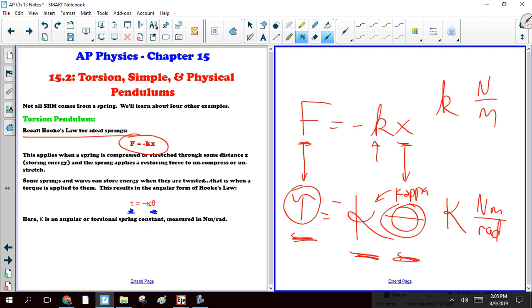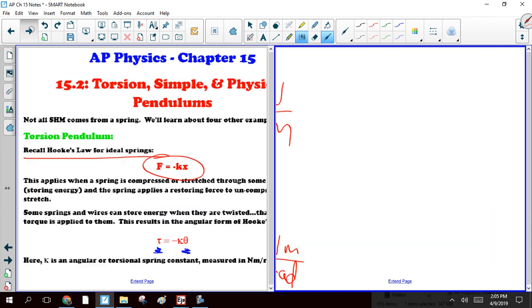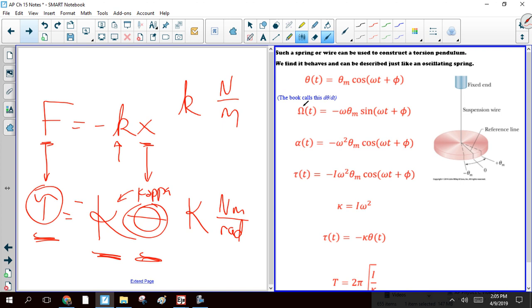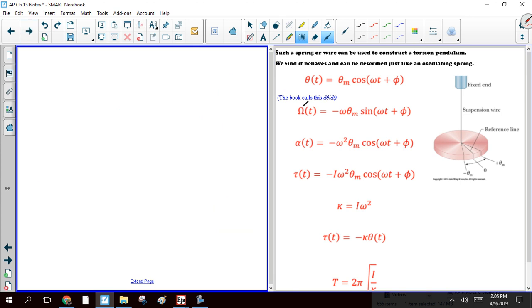So probably we want to dive in and do an example. Let me clear this off. Check it out, here's what we learned in the last video. If you have an object in simple harmonic motion, the position at time t can be written as the amplitude times the cosine of the angular frequency times the time plus some phase constant.